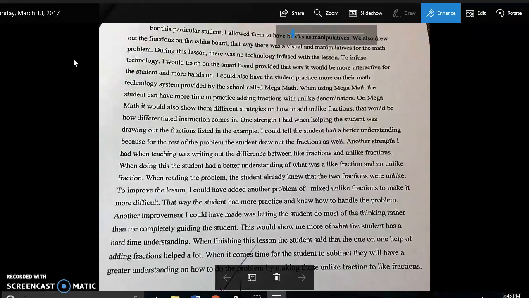The only struggle that I saw with the student was that when the problem already had like fractions, they didn't know what to do. They froze up because they were used to doing unlike fractions. But for the most part, this student did very well, and there was very little that I had to help them with, tutor-wise. So overall, this was a very good lesson, and the student did very well understanding.